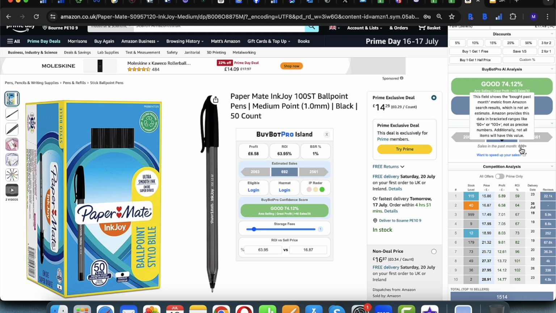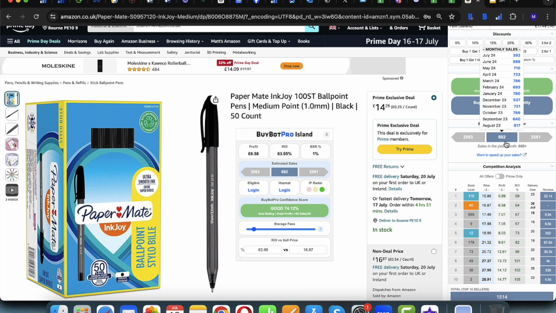So, from 50 plus, 100 plus, it's anywhere within those ranges, so it's not specific, but it gives you an idea. So sales in the past month 600 plus. This is quite close actually to the estimate that BuyBotPro gives you. So BuyBotPro uses several data points to give you this information. From what I know, Keepa is one of the main sources for this, and then obviously it's got some form of algorithm, and I find this quite accurate when I've been using it.